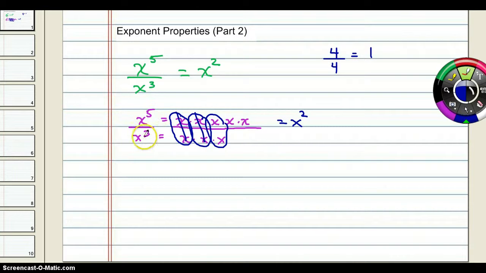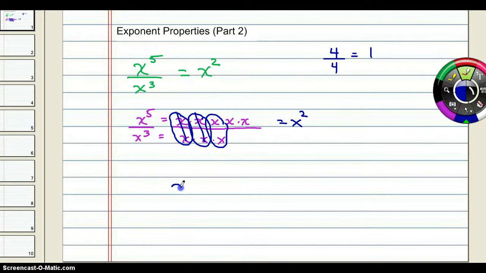So we kind of play this game of who's stronger, the numerator or the denominator? There are 5 x's on top and 3 on the bottom, so the numerator is stronger. There are 2 more on the numerator, so in the end it simplifies to x squared over 1. There are 2 x's in the numerator and no x's in the denominator, so we can put 1, but we don't need the 1, so a lot of times they write it as x squared. That's called the quotient of powers property, and we can use it to do lots of different problems.